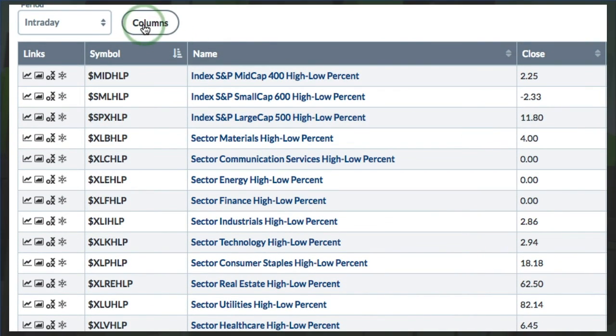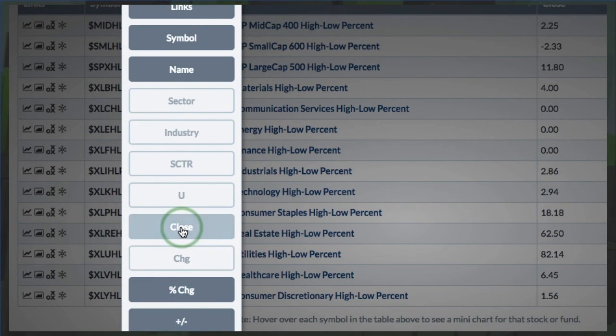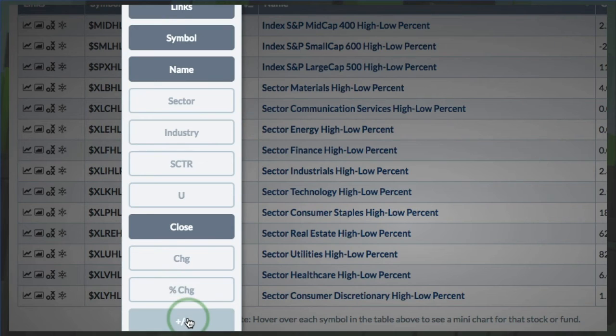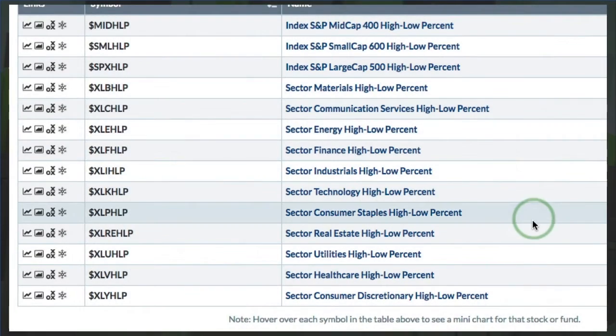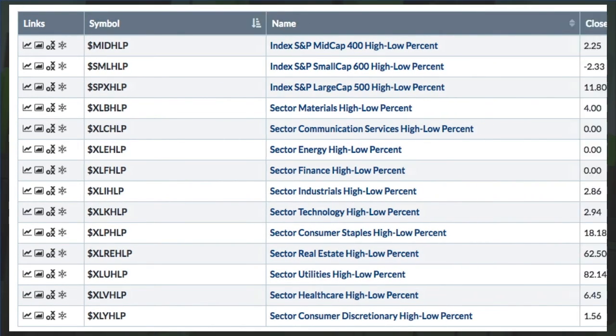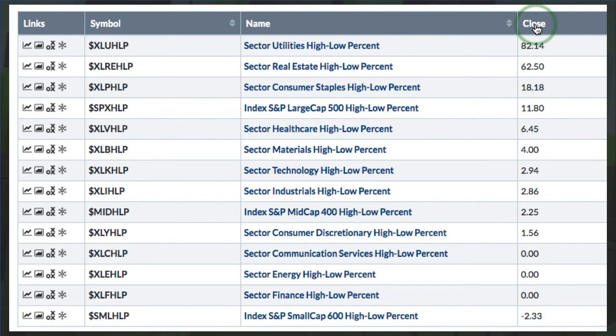Now, I don't need all the columns here, so I'm going to remove the date, and I'm going to keep the close, and I don't need the change, believe it or not. And then when I'm done, I can just click anywhere. I'll go ahead and shrink that a little bit. And now I can sort by the close to see where the most new highs are. And there we can see utilities and REITs and consumer staples are rising to the top.